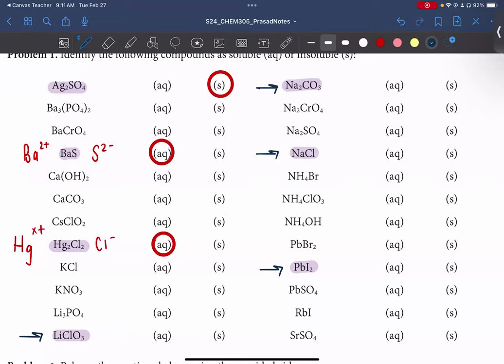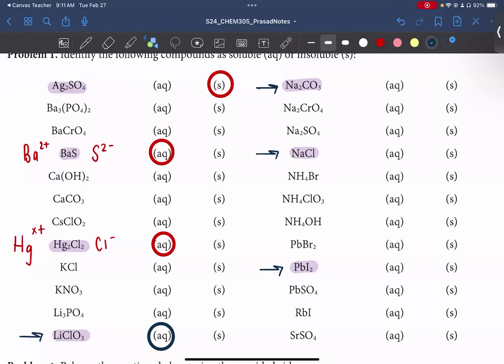All right, starting us off, lithium ClO3. ClO3 is part of that first row. This is one of those options that are always soluble. There are no exceptions. So the lithium chlorate is aqueous.